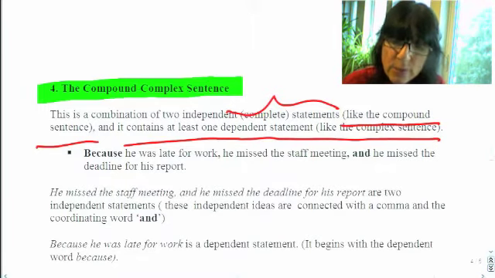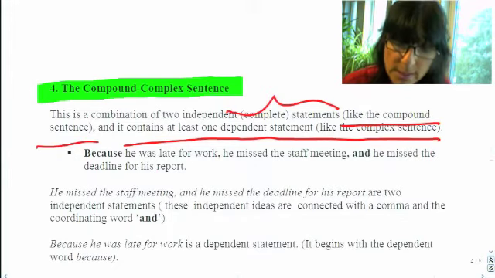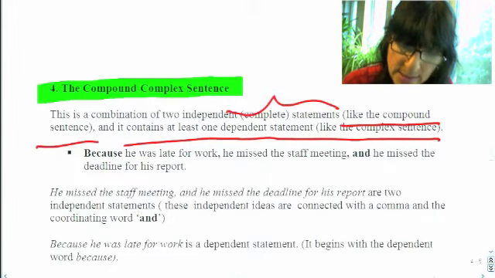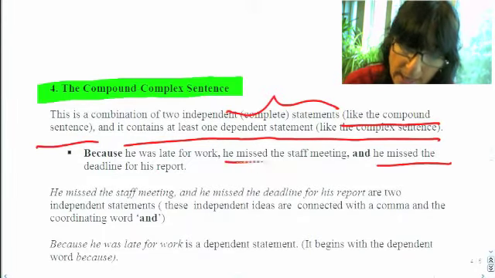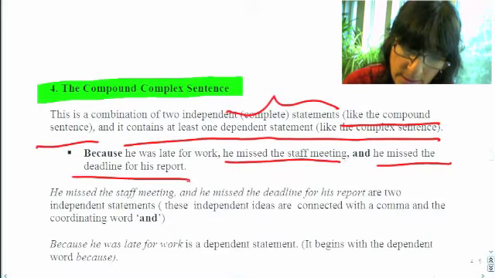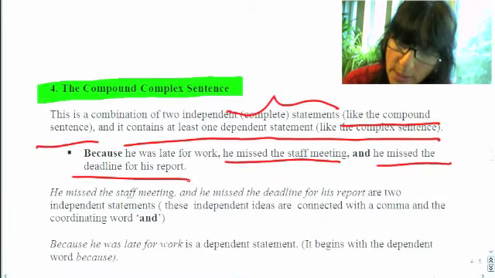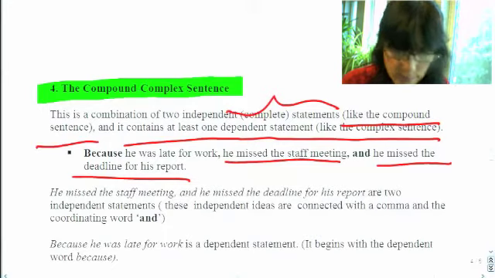Let's look at a specific example, and we'll analyze the example so you'll see why this is a compound complex sentence. Because he was late for work, he missed the staff meeting, and he missed the deadline for his report. Okay, let's analyze the sentence. He missed the staff meeting, and he missed the deadline for his report. These are two independent ideas. They could stand alone. He missed the staff meeting. He missed the deadline for his report.